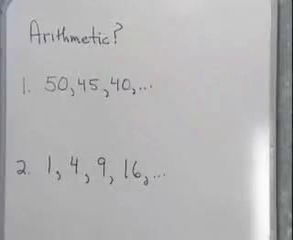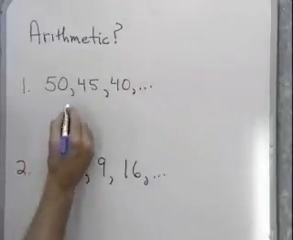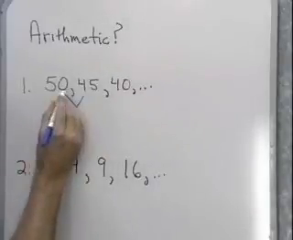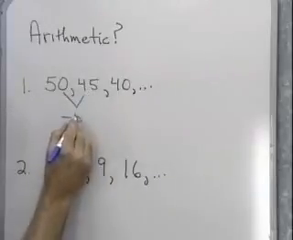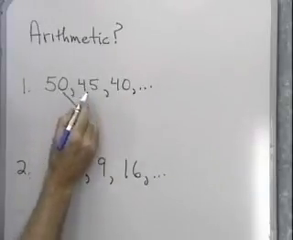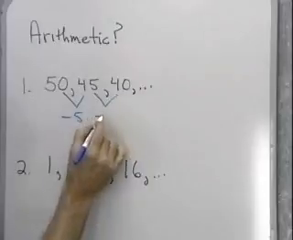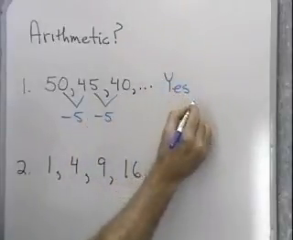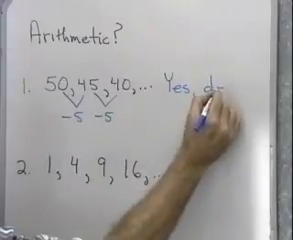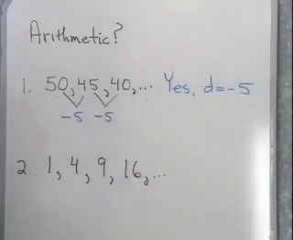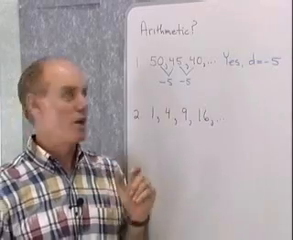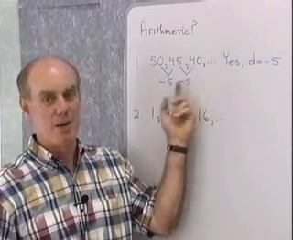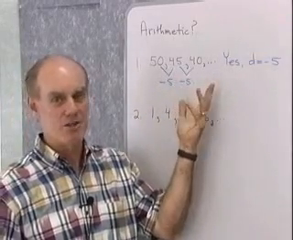Well, first of all, let's try this. Are these sequences arithmetic sequences? Let's just check and see. To go from here to here with addition, I would add negative 5. That is, 50 plus negative 5 is 45. 45 plus negative 5 is 40. So the answer is yes, this is arithmetic. And in fact, d, the common difference, is negative 5. So an arithmetic progression is one in which we add the same number each time. And that number can be a negative number or a fraction or whatever you want.